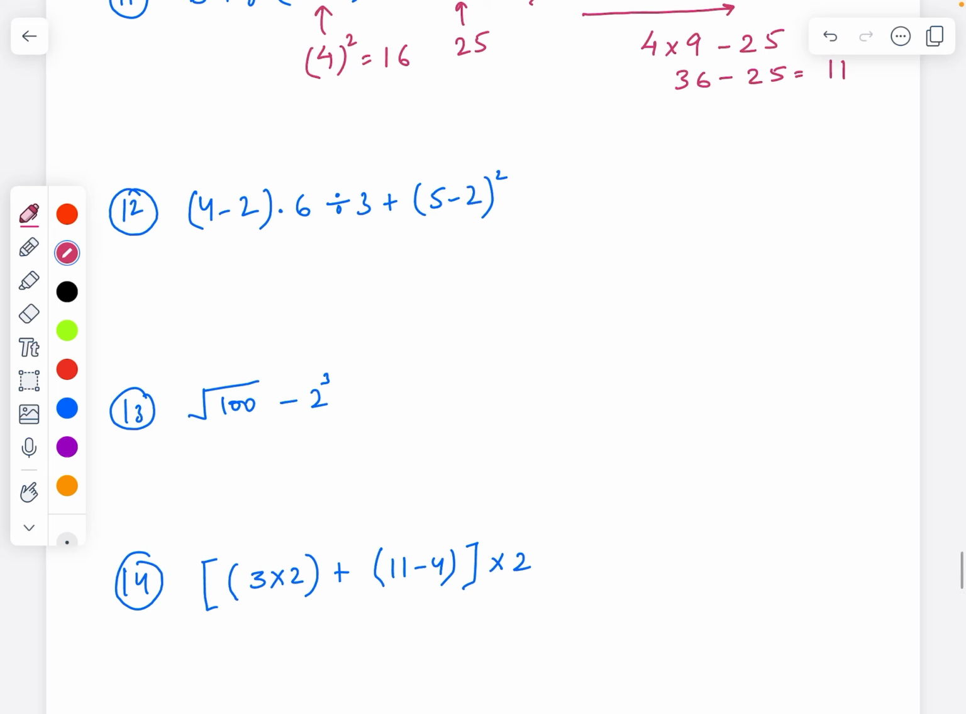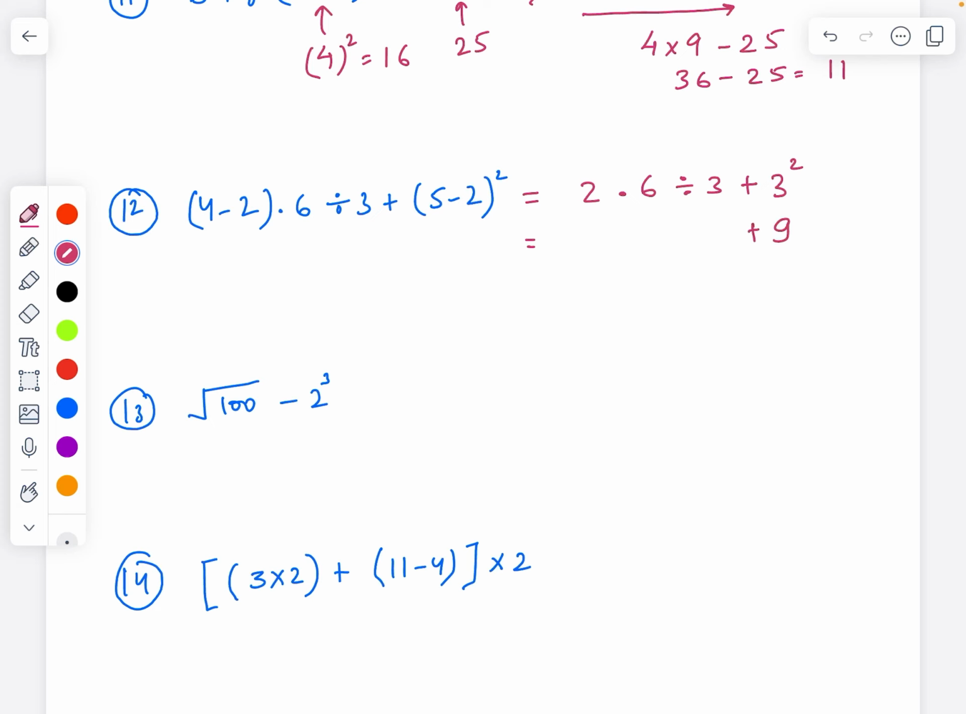Next question, 4 take away 2. Again, I would suggest you pause the video, try it by yourself, and only then watch the solution. So again, brackets first: 4 take away 2 is 2, times 6 divided by 3, plus 5 take away 2 is 3, 3 to the power of 2. Now again, exponents: 9, plus 6 divided by 3.